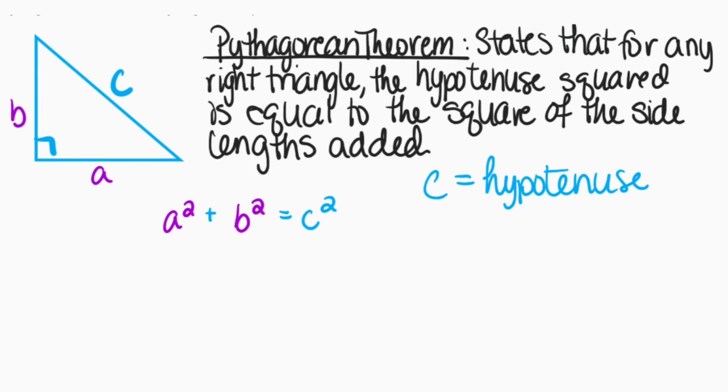Pythagorean theorem: it states that for any right triangle, the hypotenuse squared is equal to the sum of the squares of the side lengths. And the formula for that is a squared plus b squared equals c squared, where c is the hypotenuse. And so that means that a and b are the other two side lengths.